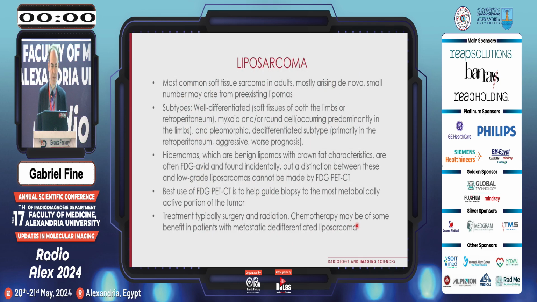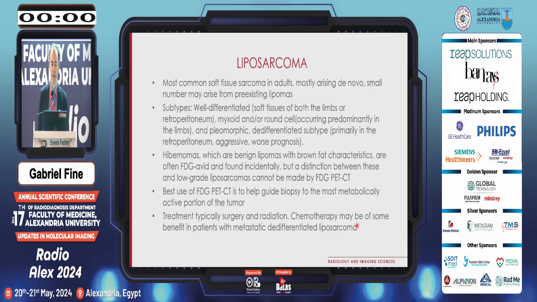Liposarcoma is the most common soft tissue sarcoma in adults, mostly arising de novo. A small number may arise from pre-existing lipomas. There are multiple subtypes: well-differentiated, myxoid and/or round cell, and pleomorphic or dedifferentiated. The pleomorphic and dedifferentiated is primarily in the retroperitoneum and has an aggressive, worse prognosis.